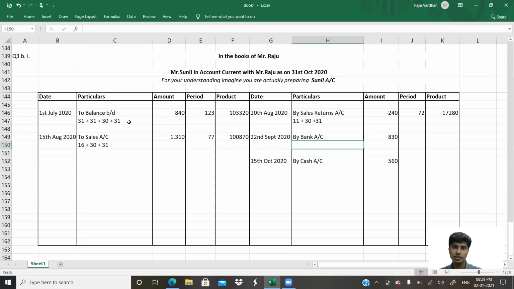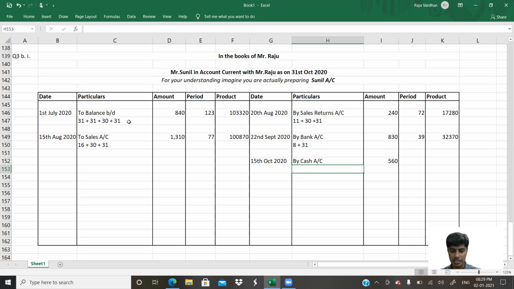September may 30 days. 22 days are gone. So what will be remaining? 8 days in September. After September comes October. October may 31 days. So basically we would have to do 8 plus 31. 39 days is equal to 830 multiplied by 39, 32,370.